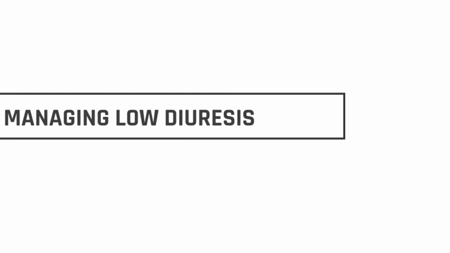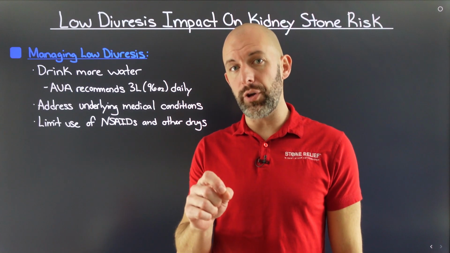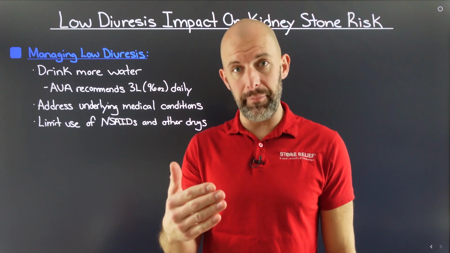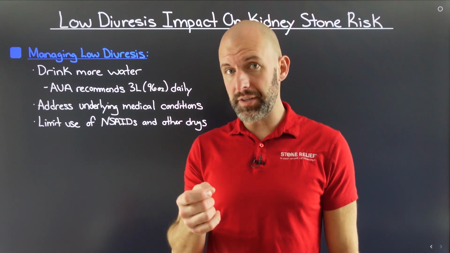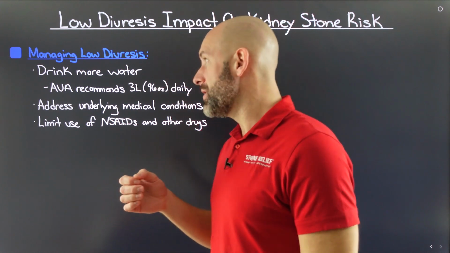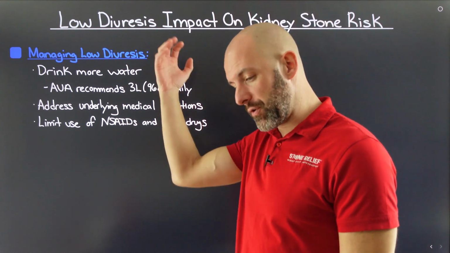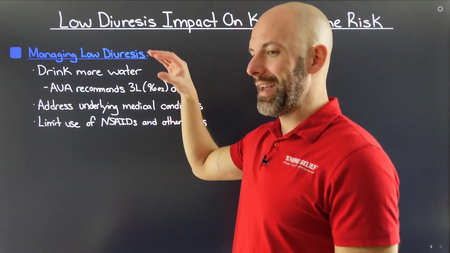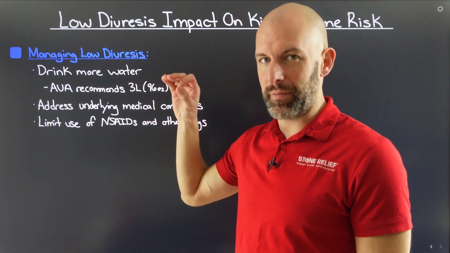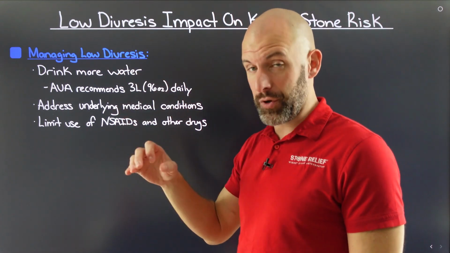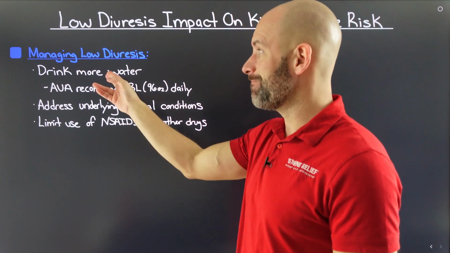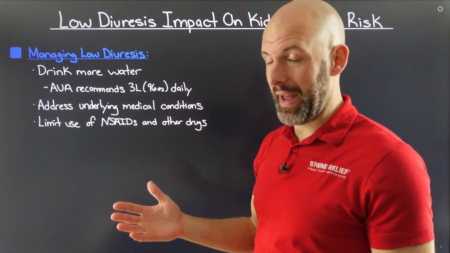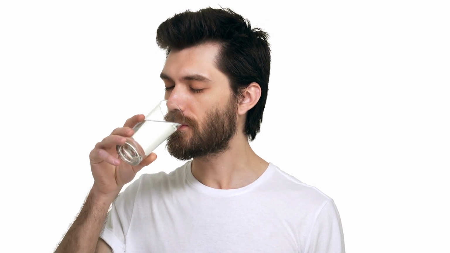Lastly, real quick, I just wanted to touch on a few things that you can do to help positively impact your low diuresis, provided it's something that you can manage. For most people, as we were going through that list of contributing factors, I would say probably safely 80% of the people who are suffering from kidney stones as a result of low diuresis, water is going to fix most of that. So drinking more water is a great place to start. It's easy and doesn't cost you much.